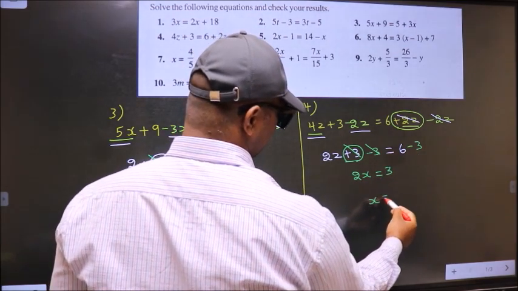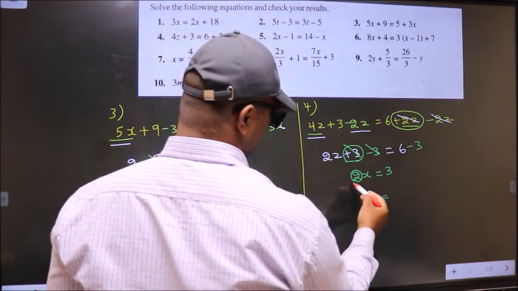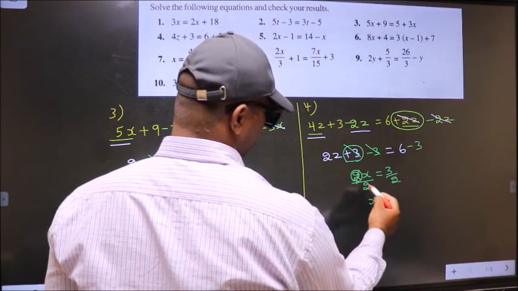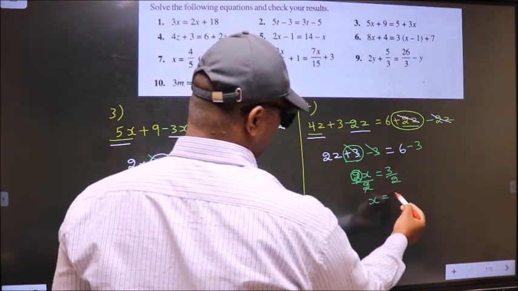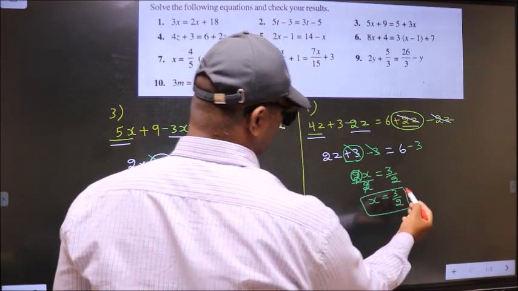Now to get z, we should remove this 2. So to remove this 2, you divide by 2 on both sides. So this cancels out, here z and here you get 3 by 2. So this is our answer.